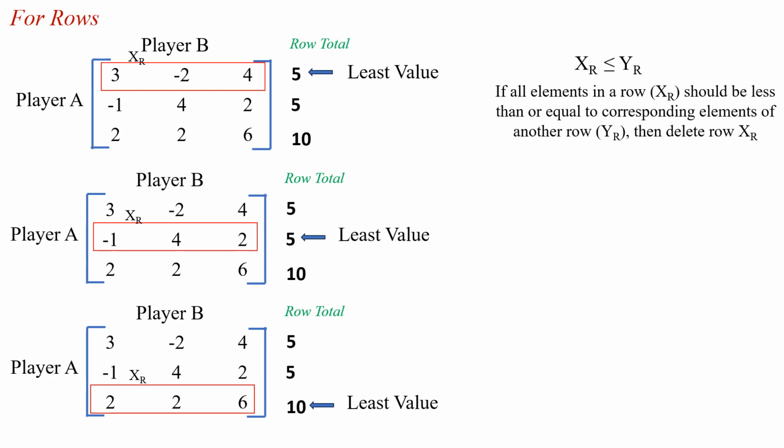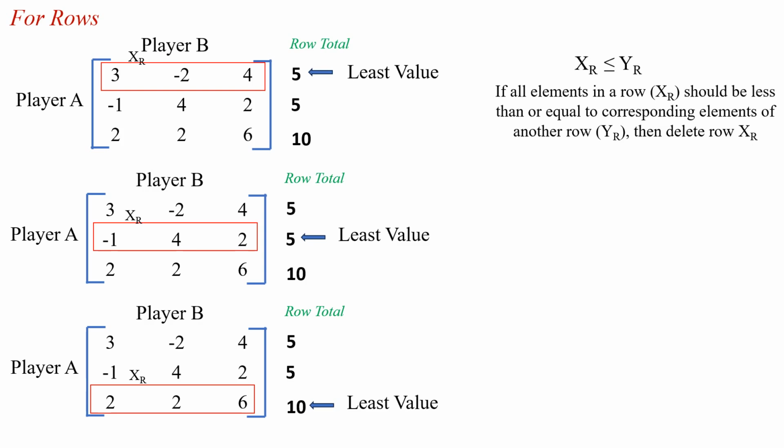Finally, we have to check the third row elements with the first row and second row. Here the first element is 2. Similarly, the first element in the first row is 3. So 2 is less than 3. But the second element 2 is not less than -2.